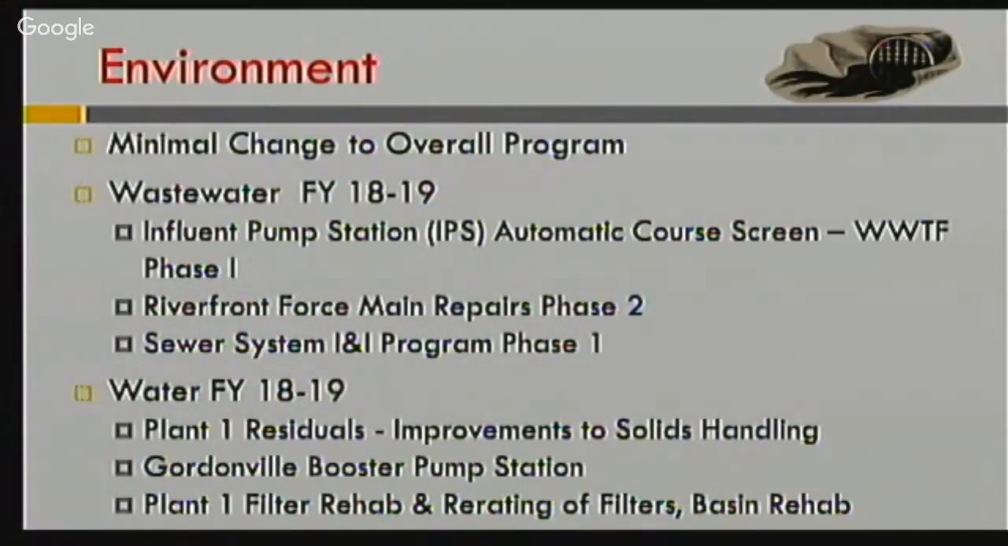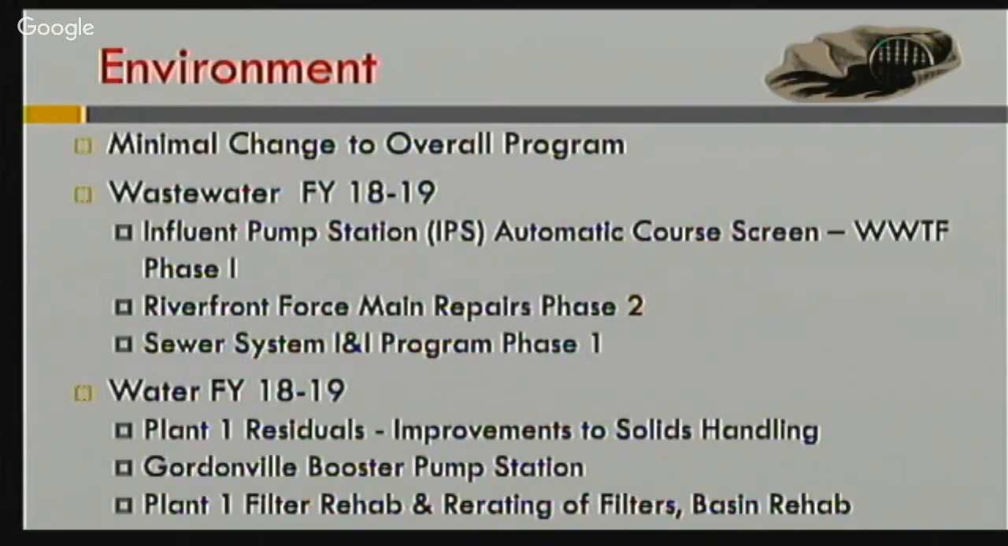Okay, so for environment, in our wastewater, we have our influent pump station automatic coarse screen. That's about $200,000. We have our riverfront force main repairs, phase 2. That one we're estimating about $165,000. And then we have our sewer system I&I program, which we believe would be about $100,000.